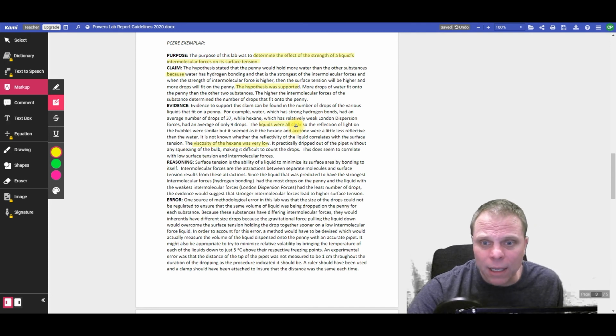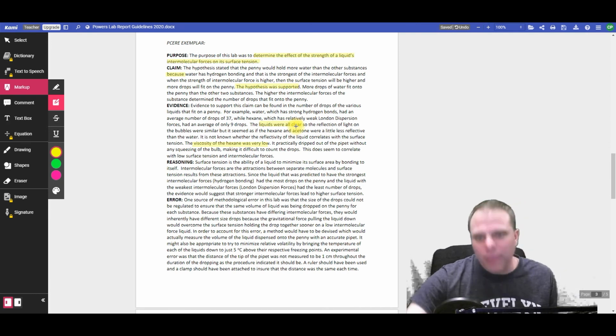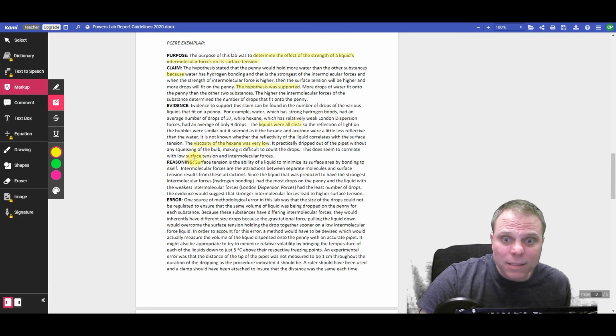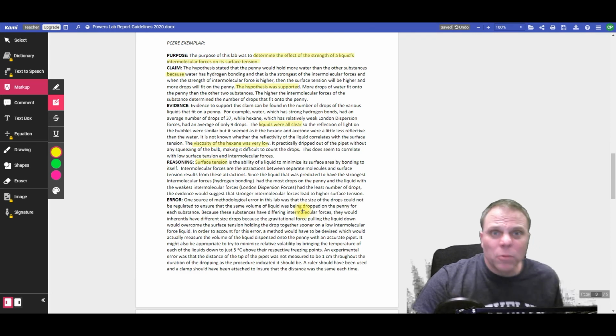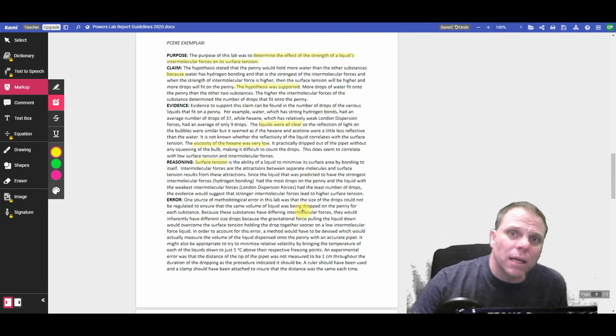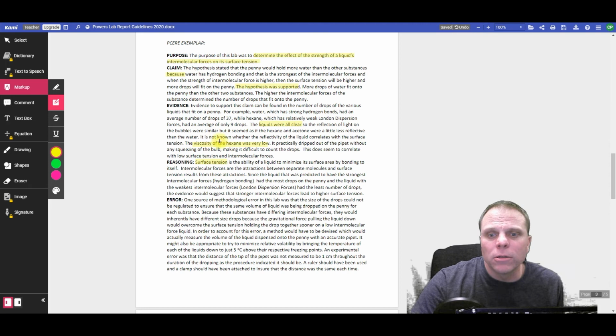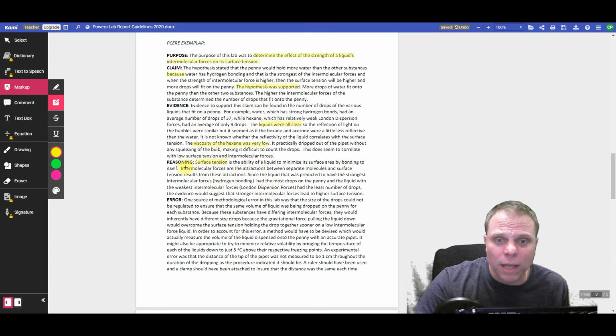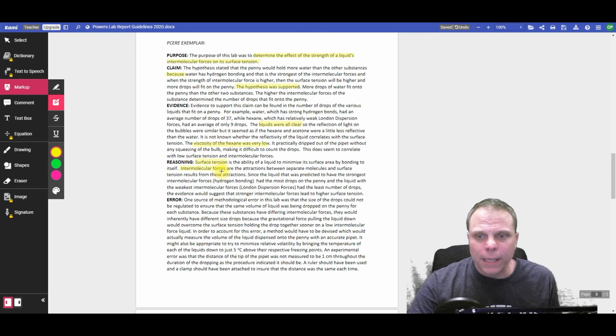All right, reasoning. We have to connect it to the concepts. Surface tension is, and so we talk about surface tension. This is the main concept that we should understand in order to understand this lab. So when reasoning, we have to connect it to our background data, to our prior information that we know, to research. Let's define surface tension in this case. Here it defines that, and then talks about intermolecular forces. So here's some more data. We define intermolecular forces.